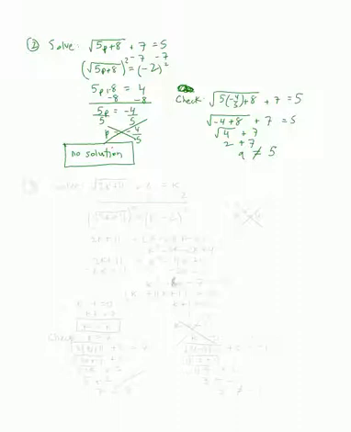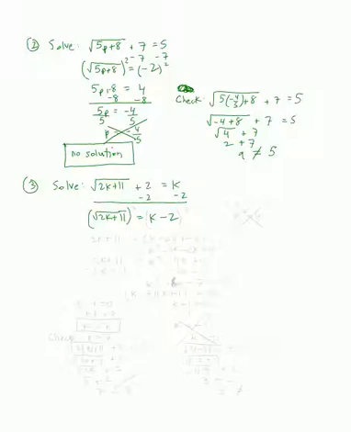Okay, let's get a little bit more tricky. Square root of 2k plus 11 plus 2 equals k. Now, this one doesn't look all that much harder at the beginning, but let's see what happens. The first step is to isolate the radical, so I subtract 2. I end up with square root of 2k plus 11 equals k minus 2.